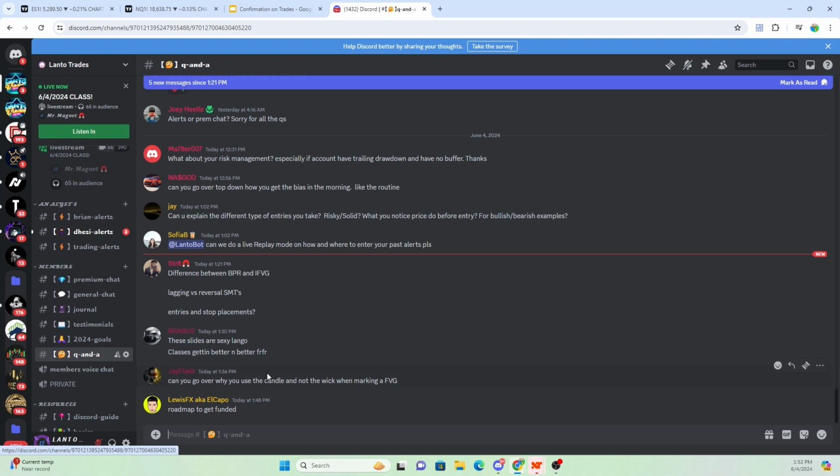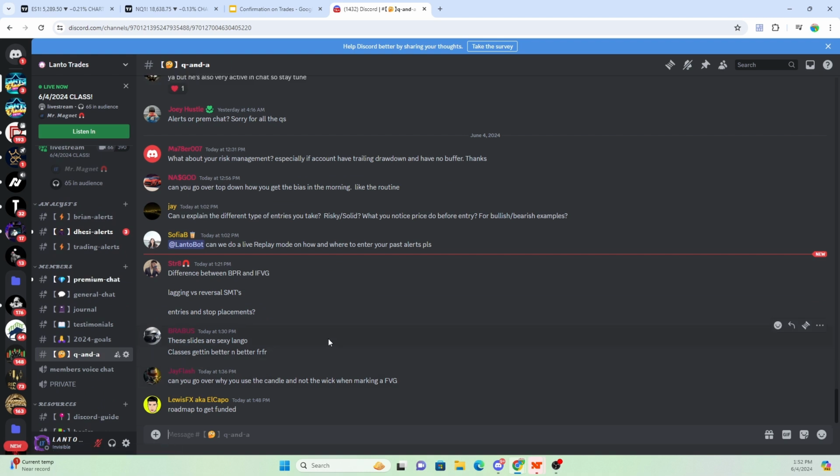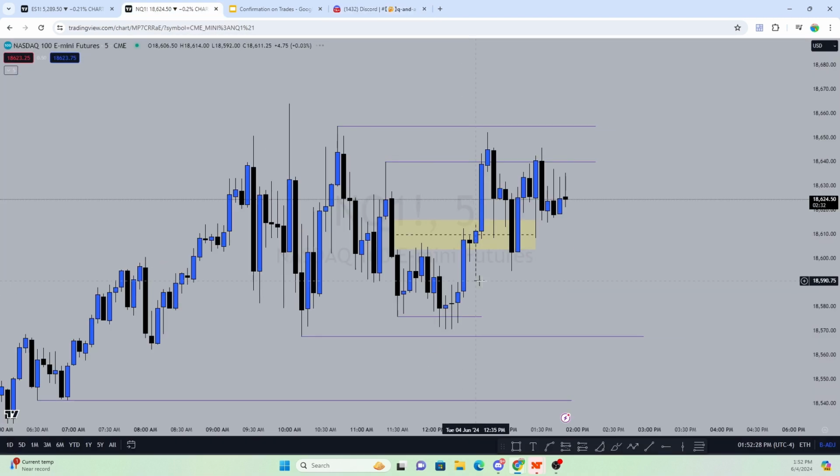Okay, let's go over the Q&As here. Difference between a BPR and an IFVG. That's a good question. The main difference: a BPR is a balanced price range. It holds an inversion and it holds a fair value gap inside the same zone.